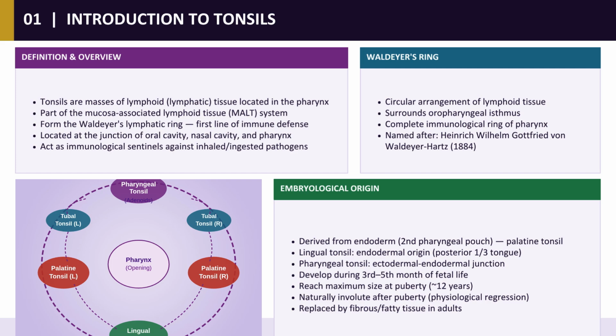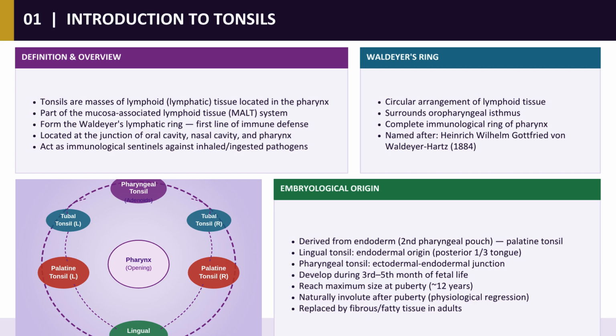Okay, basically, what are the tonsils? It is a mass of lymphatic tissue located in the pharynx. It is a part of the mucosa associated lymphoid tissue, in short the MALT system. It forms Waldeyer's lymphatic ring, the first line of immune defense, most important from the MCQ's point of view. It is located at the junction of the oral cavity, nasal cavity, and pharynx. Acts as the immunological sentinel against inhaled and ingested pathogens.